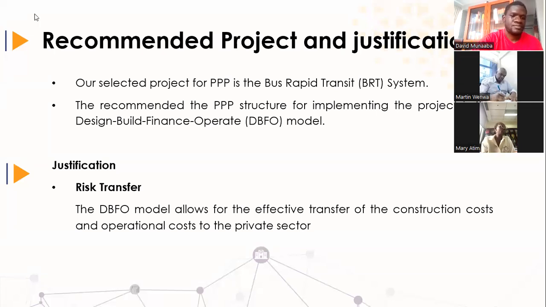Thank you, David, and thank you, Martin, once again for your input. So yes, accordingly, we have selected the bus rapid transit system. The recommended PPP structure for implementing the project is the design, build, finance, operate model. The justification for selection of this: 1, risk transfer. The DBFO model allows for effective transfer of construction costs and operational costs to the private sector.